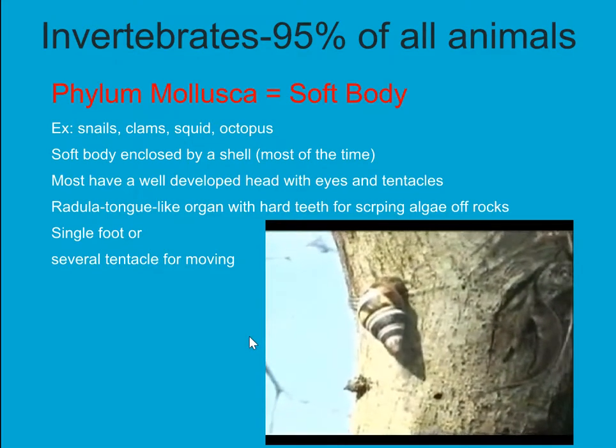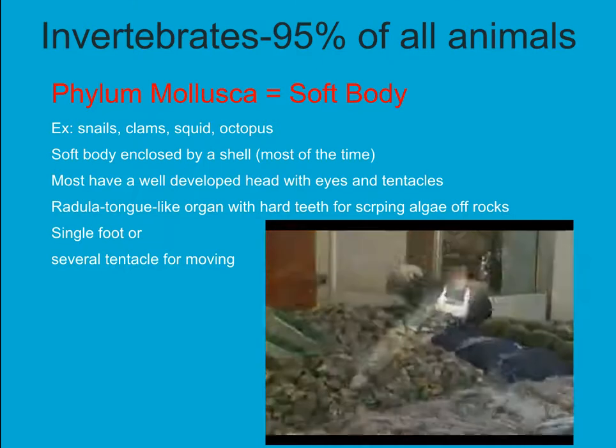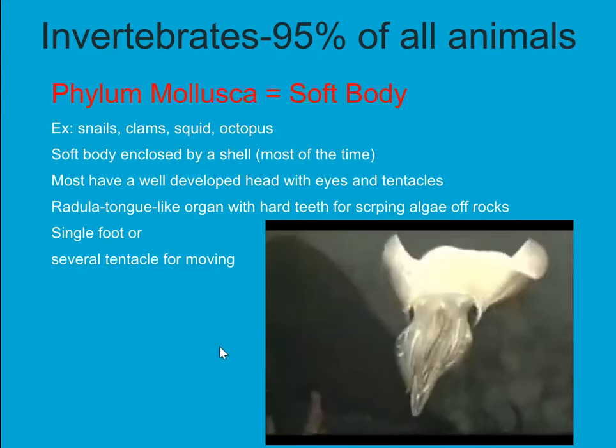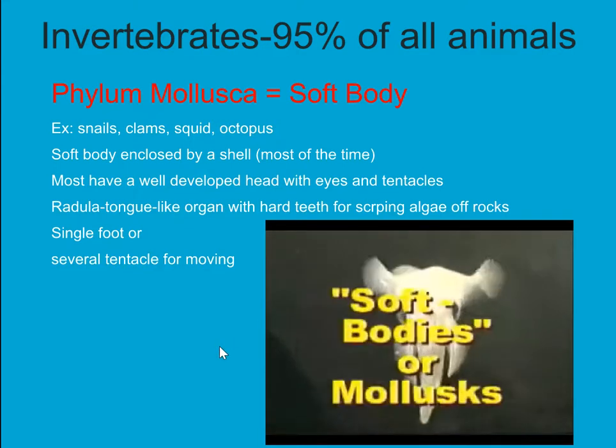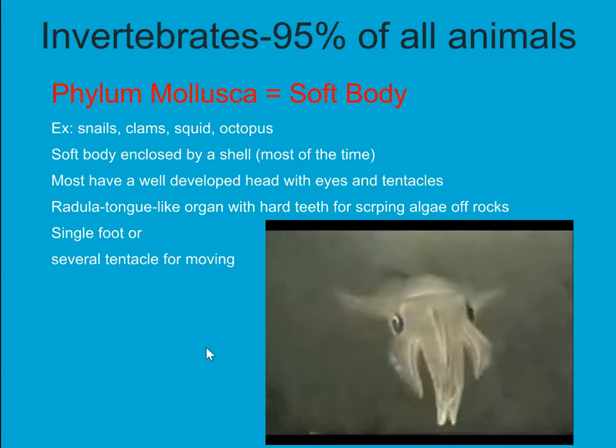Snails of all sorts, clams, oysters, and other shellfish. This graceful little squid. They're all examples of the soft bodies, or mollusks, another fascinating invertebrate group.